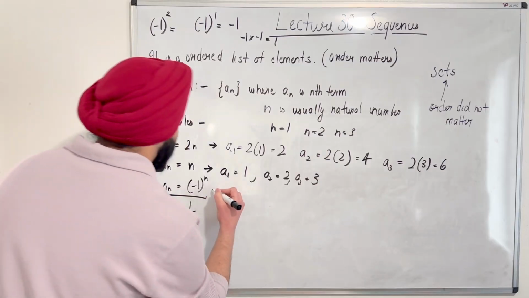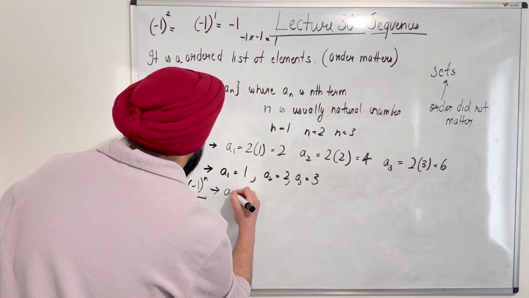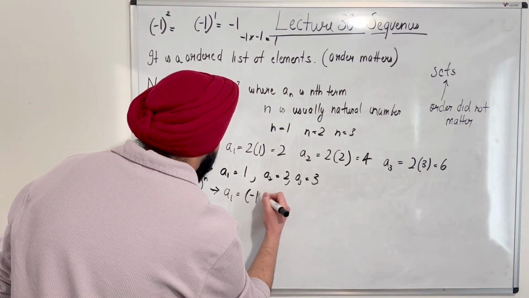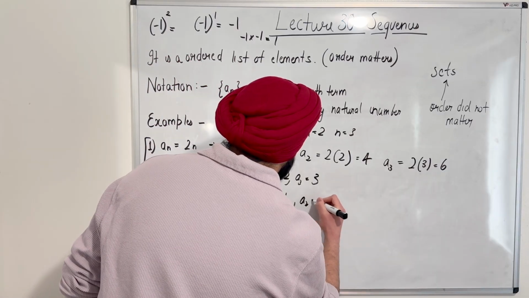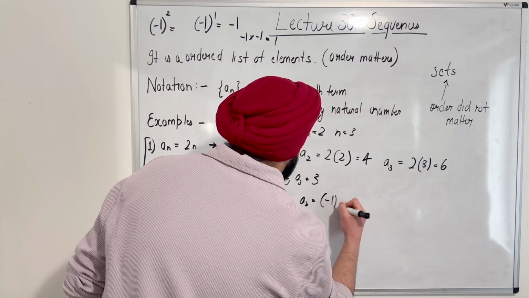So let's say we have a1. a1 would be -1 to the power of 1, which would simply be -1. a2 would be -1 to the power of 2.